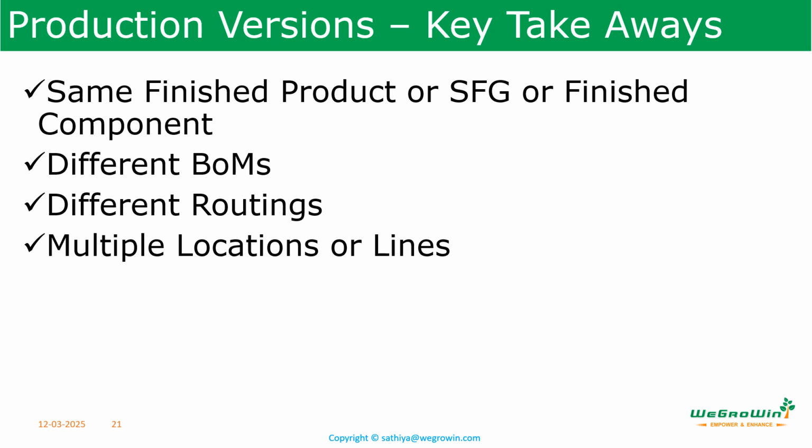So what are the key takeaways from the production version? A production version will result in the same finished product or semi-finished product or component. It may use a different BOM for each production version. It may use different routings, or there may be multiple locations or lines.